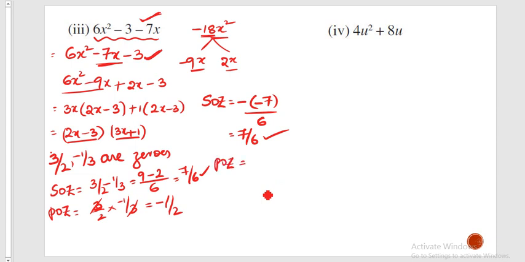Next, product of zeros. Product of zeros means constant by x square coefficient. So what is the constant here? The constant is minus 3 by 6, which is nothing but minus 1 by 2. So this is also verified, right?